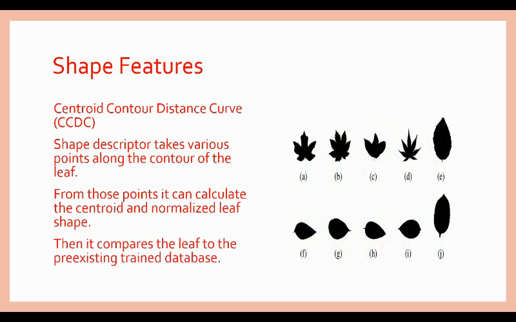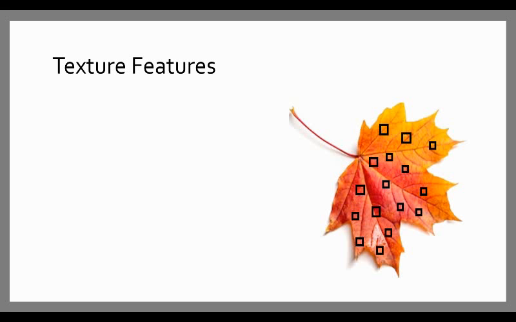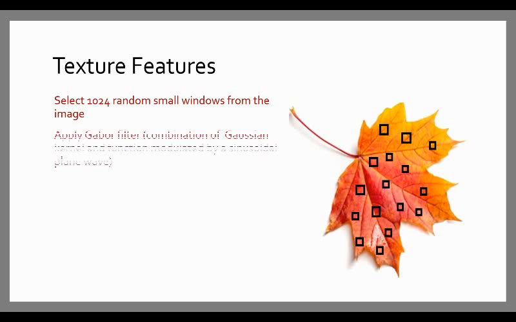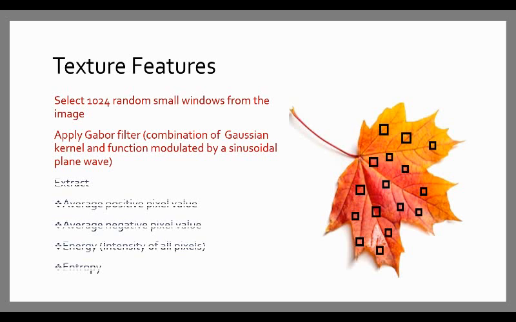We then compare the normalized leaf shape to the pre-existing trained database to determine which leaf classes it looks most similar to. Then we take a look at the texture features of the leaf. We first select 1024 small random windows and apply a Gabor filter. This filter is a combination of a Gaussian kernel and a function modulated by a sinusoidal plane wave. From these filtered images, we can then extract the average positive and negative pixel values within the window, the energy or intensity of the colors, and entropy.